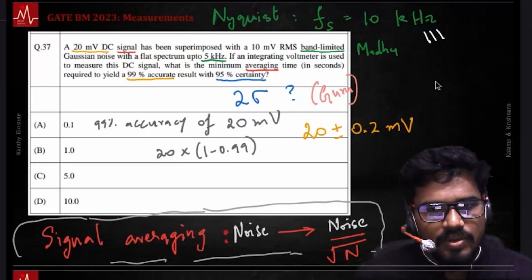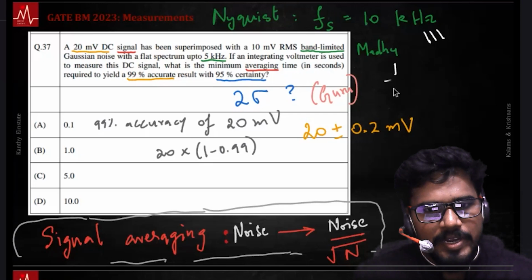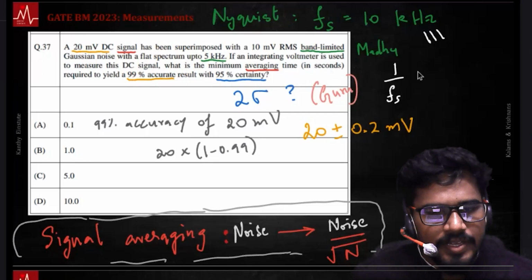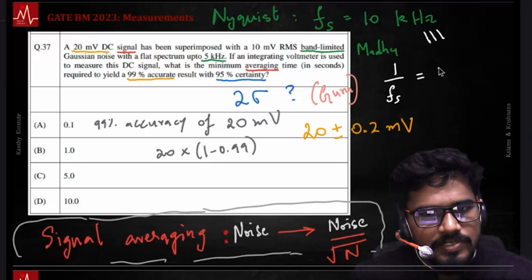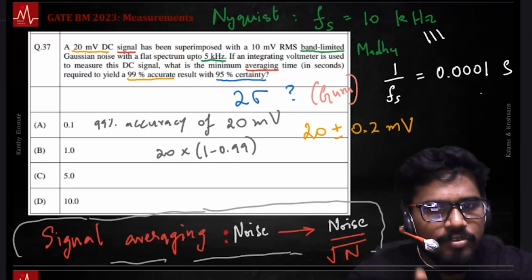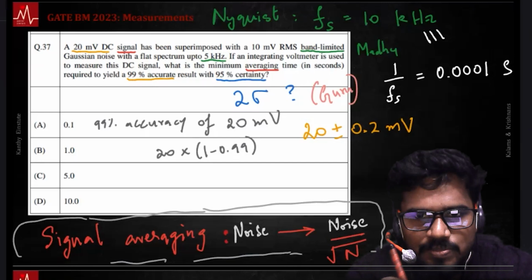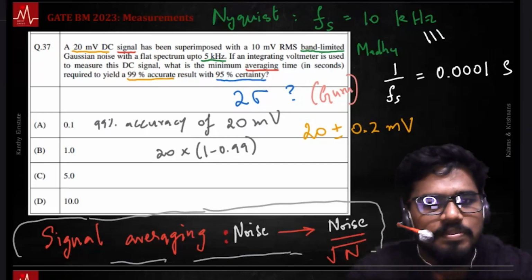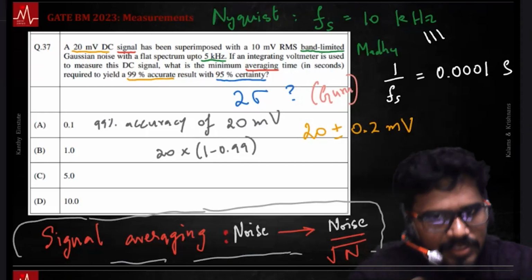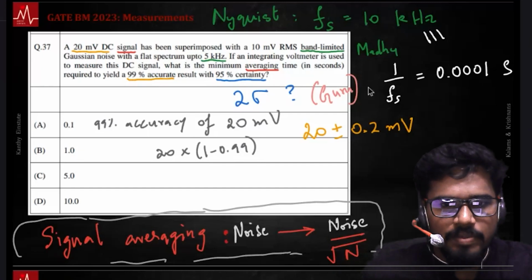Specifically, this number, 1 over Fs, is the sampling period. Because 1 by 10k is 0.0001, you need a gap of at least this many seconds between two samples. That's the third bit of the puzzle.